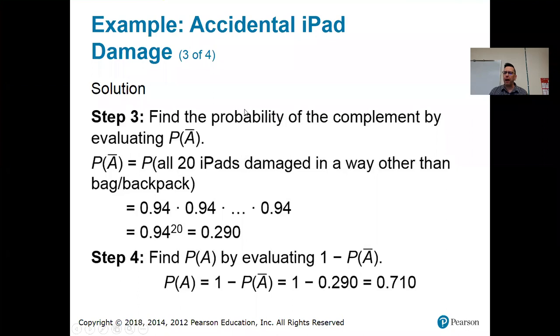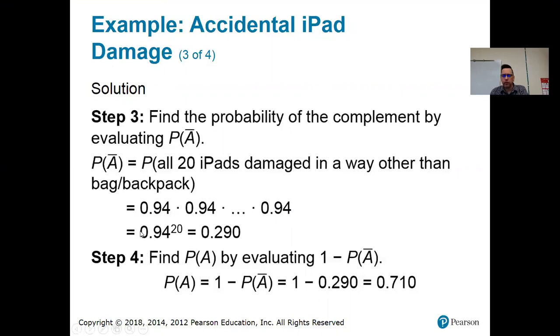Okay, step 3, find the probability of A complement. So the probability that all 20 were damaged some other way. Well, since 6% of these things were damaged in a bag or backpack, that means that 94% of them were damaged some other way. So if I pick one, the probability it was damaged some other way is 0.94. And when I pick the second one, it's 0.94. And when I pick the third one, it's 0.94. And the fourth one, it's 0.94, all the way down to the 20th one. So the probability that all 20 were damaged some other way, you multiply 0.94 by itself 20 times.